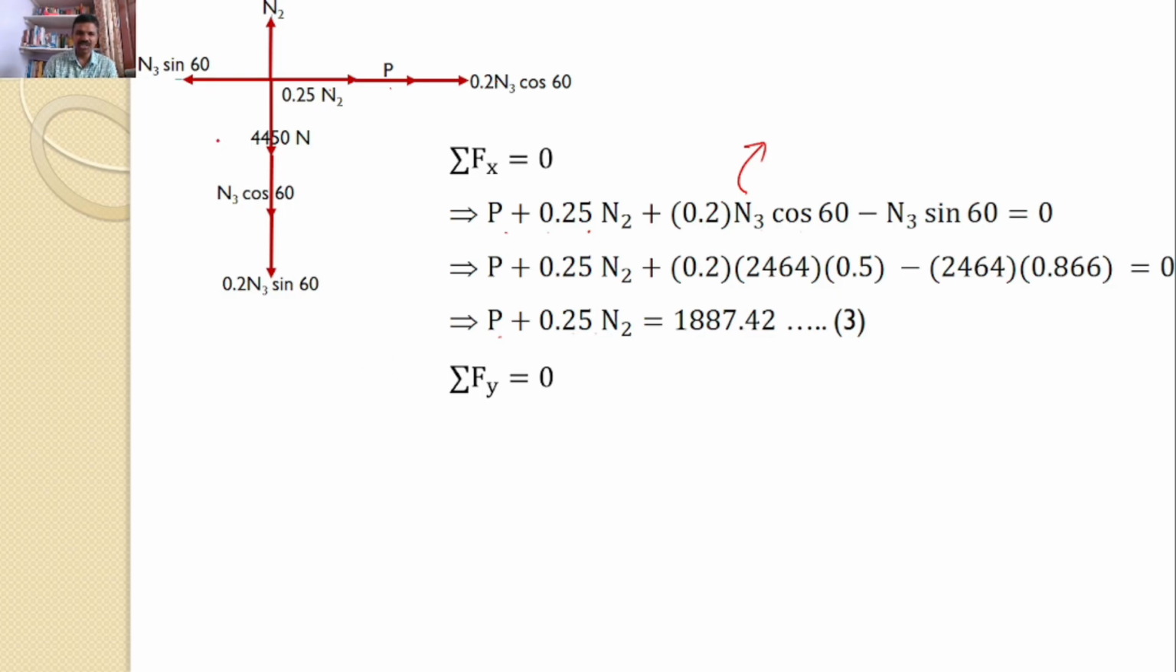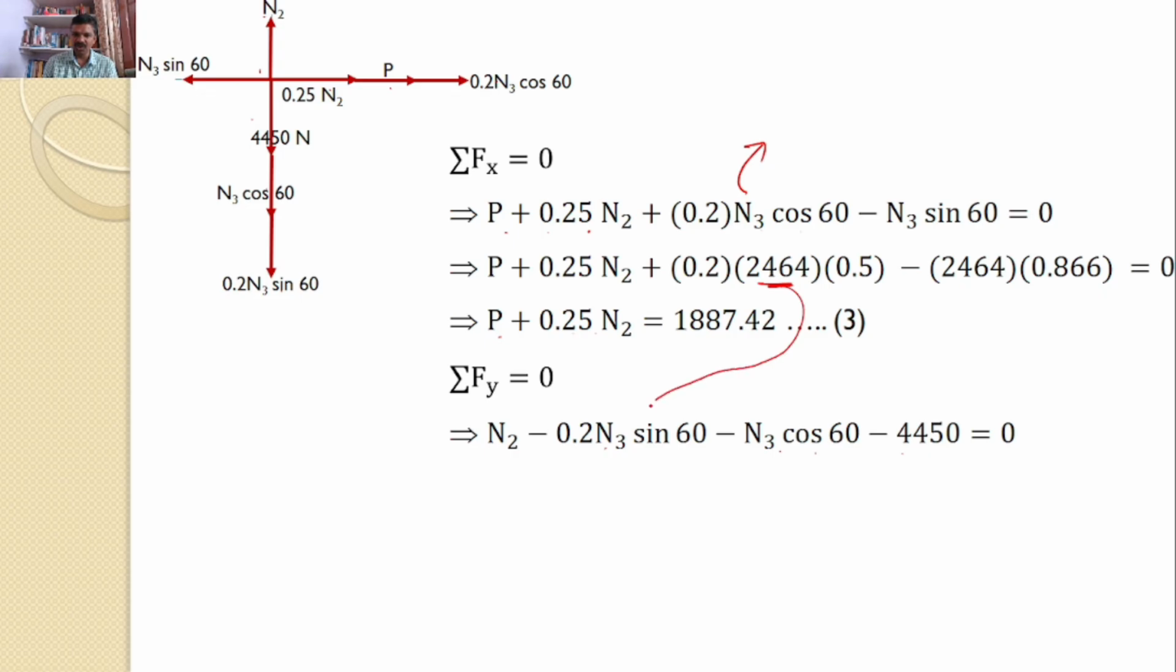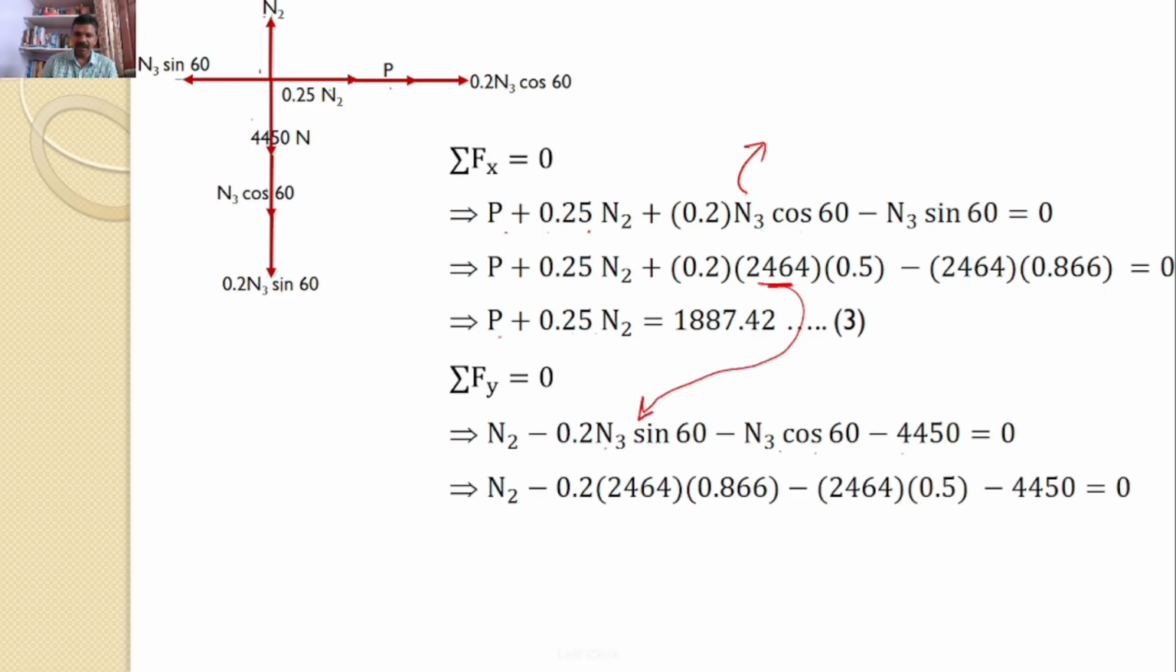Similarly, sigma Fy is equal to 0. There are three forces acting in the downward direction, and one force acting in the upward direction. Hence, N2 minus 0.2N3 sin 60 minus N3 cos 60 minus 4450, since all these three forces are negative. We know N3 is equal to 2464, you can substitute, and after simplification you will get N2 is equal to 6108.77 newtons. Now you substitute this in equation 3.